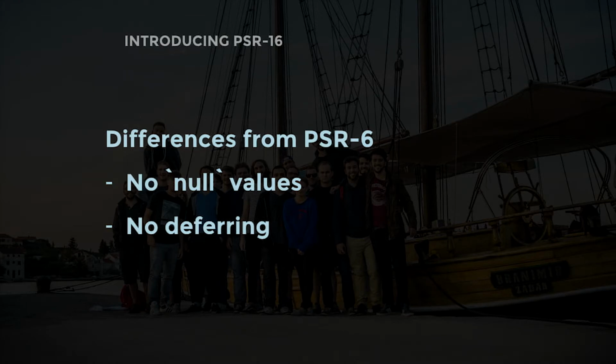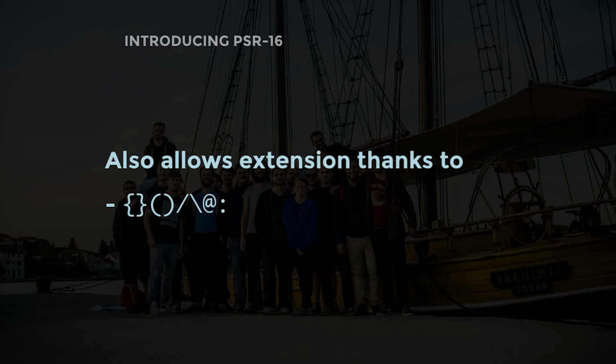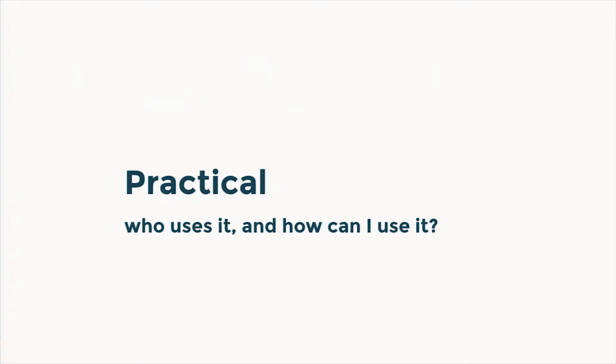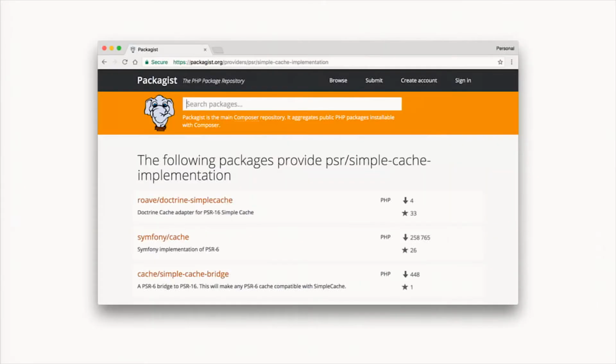It's simple cache. It's supposed to be simple. It still has these unallowed characters in keys. You can set a value with a key, a value, and an expiration date, but you can't use these characters, so they allow for future extensions. So again, practical. Who uses it, and how can I start using it?